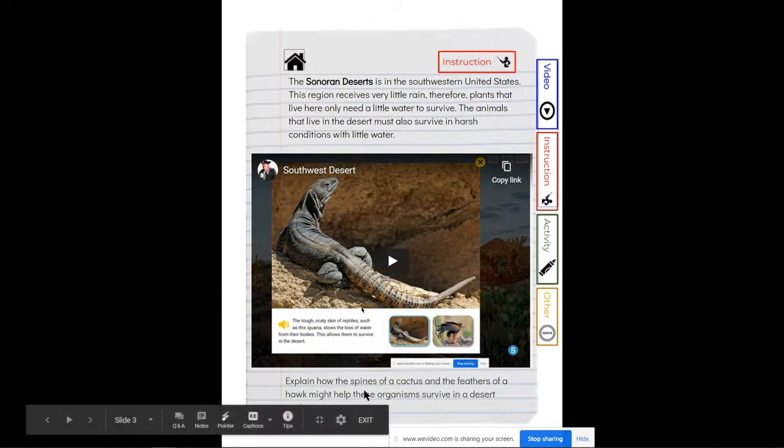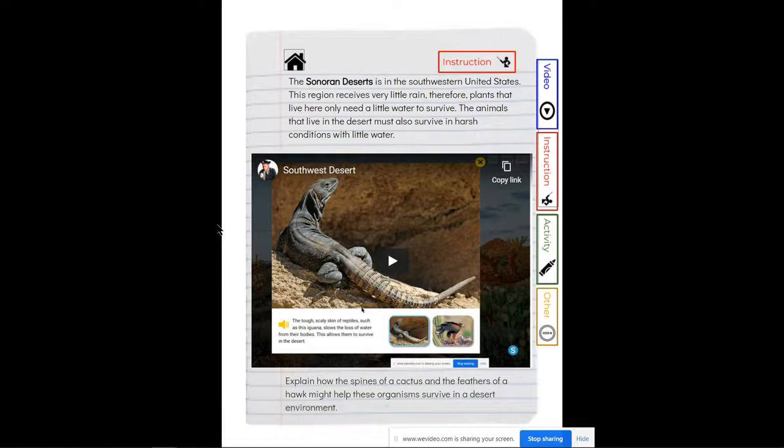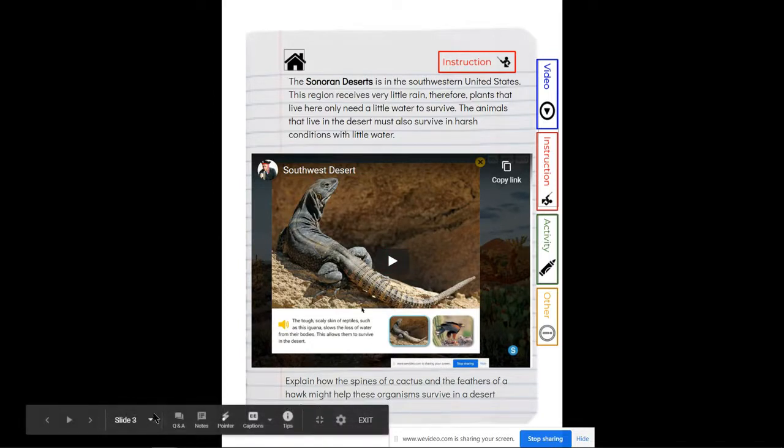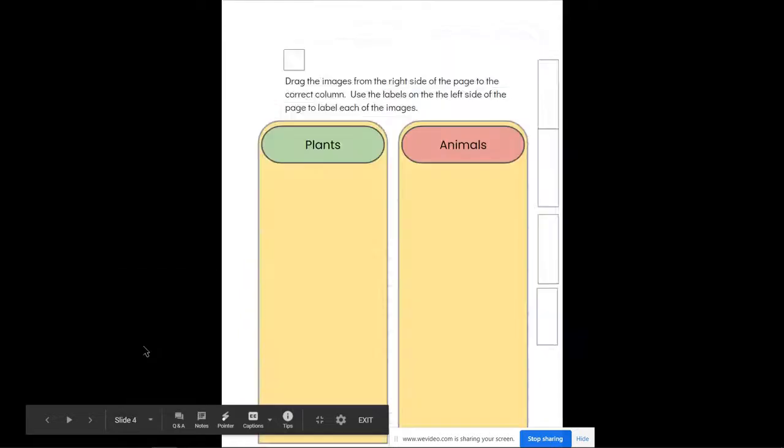And then there's a thinking question on the bottom of our page. Explain how the spines of a cactus and the feathers of a hawk might help these organisms survive in a desert environment. That thinking question is for you to think about what you learn in the instructional video, and something that you could talk about maybe in your class or with someone in your household. That is not a question you'll actually have to write an answer for. It's a thinking question to get you to think more deeply about the information.